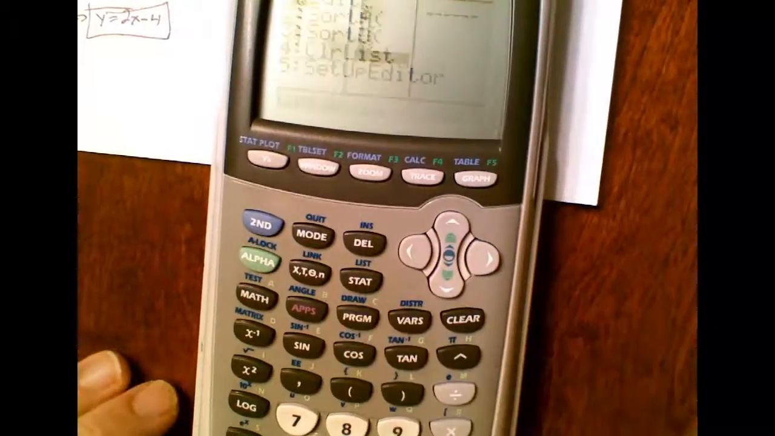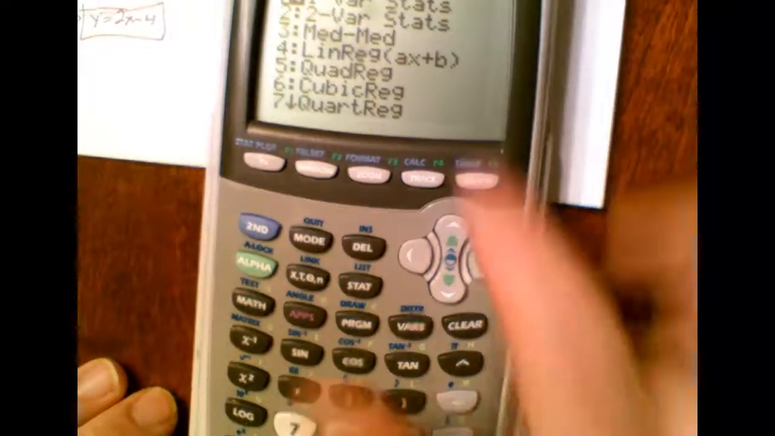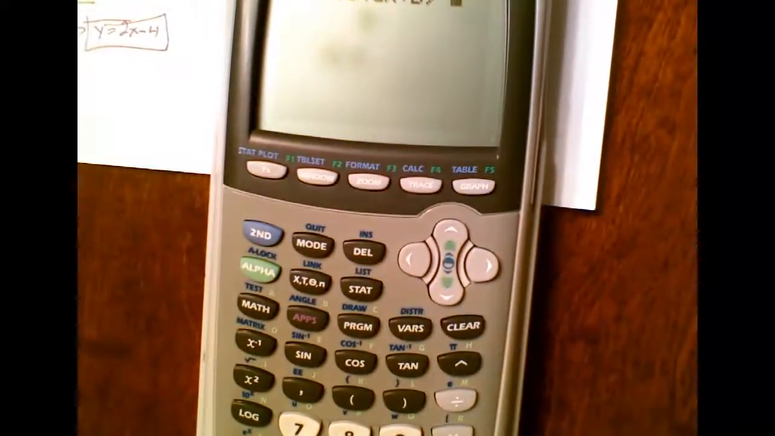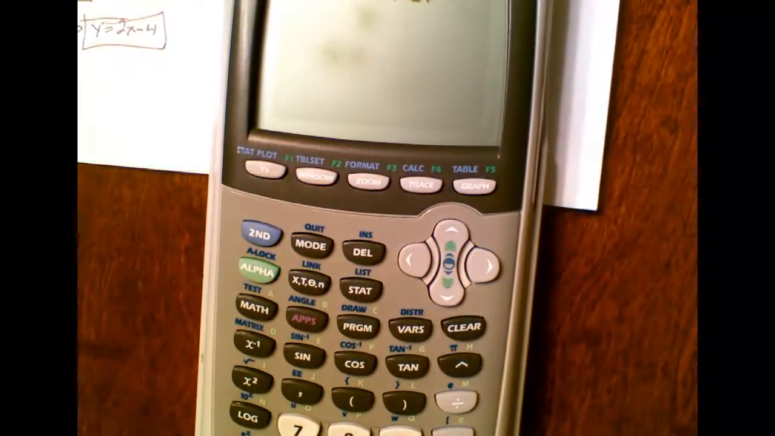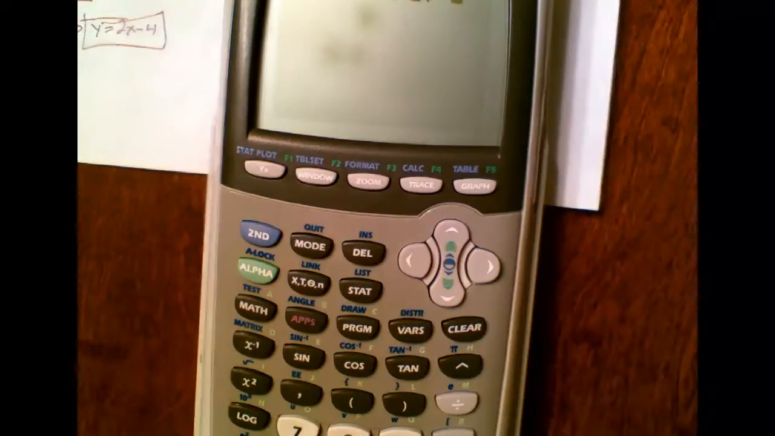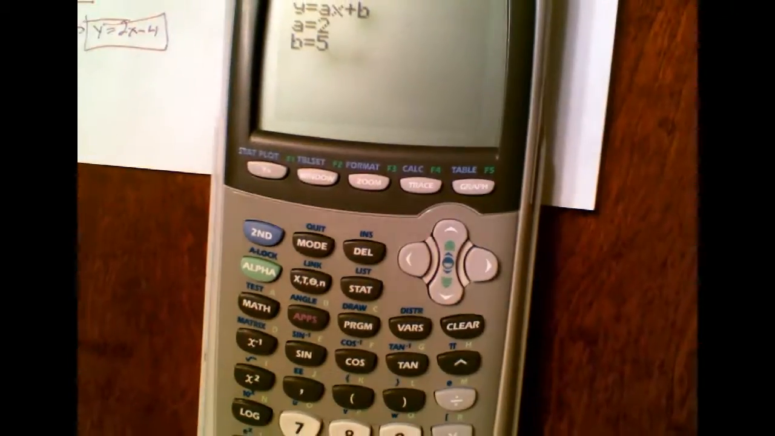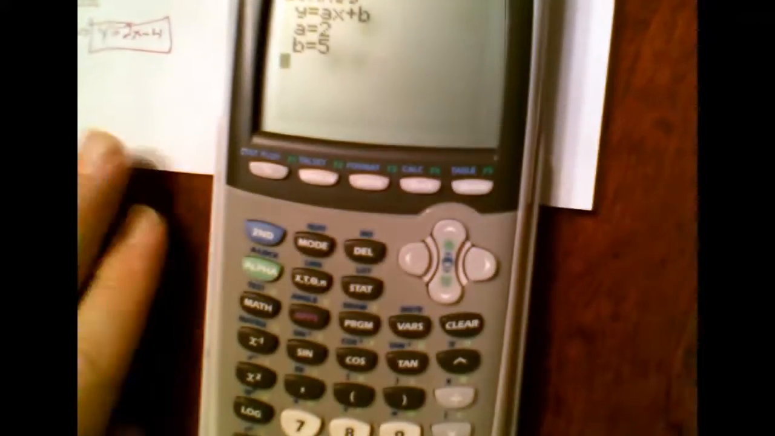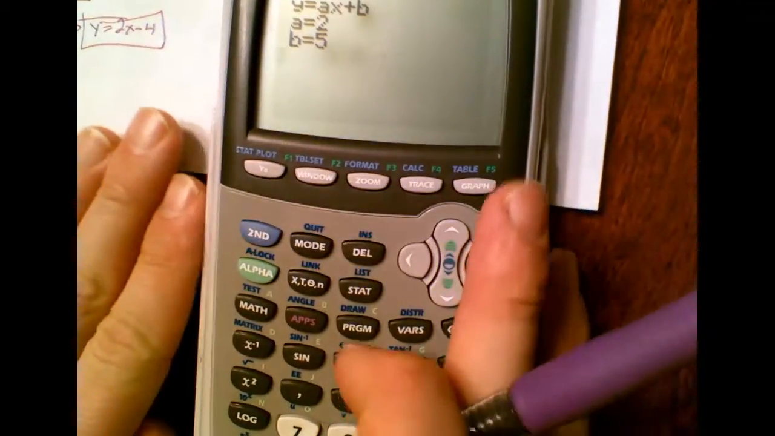Push stat again, right here, stat, and you go over to calculate, and you go down to this linear regression right here. Once you get that in there, since we put our data under L1 and L2, that's kind of the default, so we don't have to put anything else after this, push enter. And it gives you y equals ax plus b. It tells you what the a is and what the b is. So there is your linear regression equation.